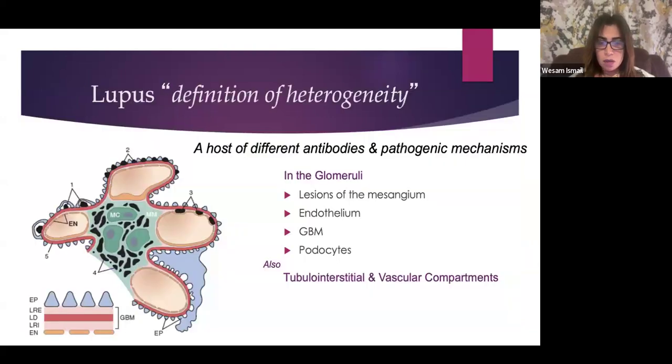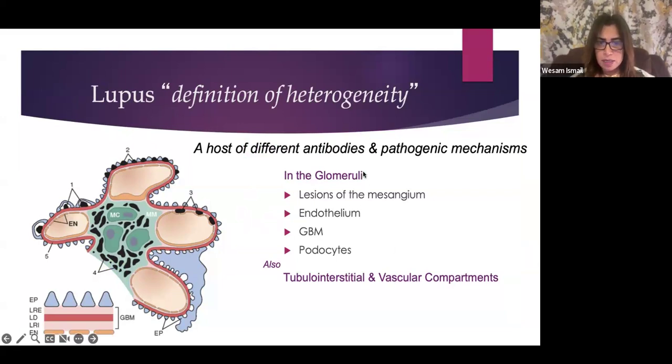And if we want to really define what we mean by heterogeneity, then we are talking about lupus. This is always the problem about lupus, and maybe what's so interesting in lupus, that it is really a disease with a host of different antibodies and pathogenesis. It affects all compartments of the kidney. Always remember this. It's not only a glomerular disease. It affects glomeruli, tubulointerstitial, and the vascular compartment.